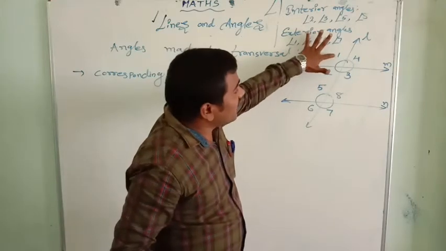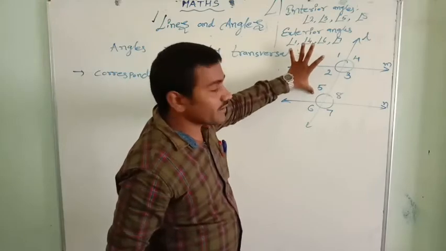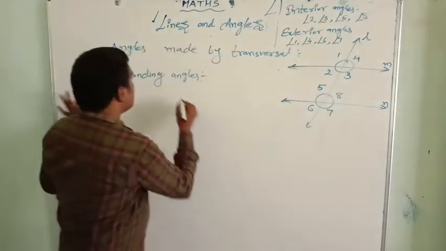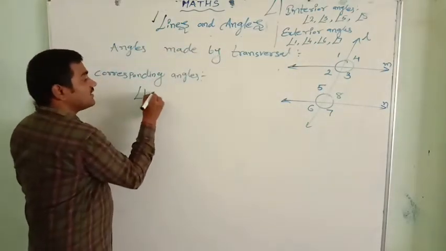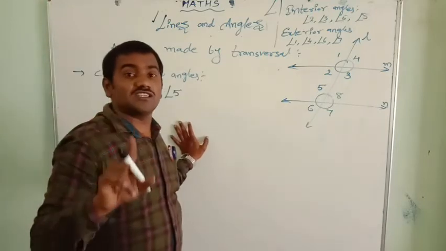Here angle 1 is an exterior angle. Let's take one interior angle. We must take angle 5. So for the corresponding angles, see, angle 1 is always equal to angle 5. The corresponding angles are always equal.